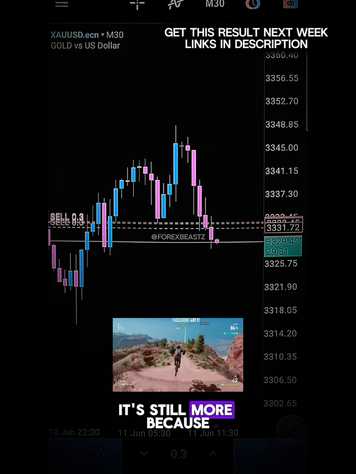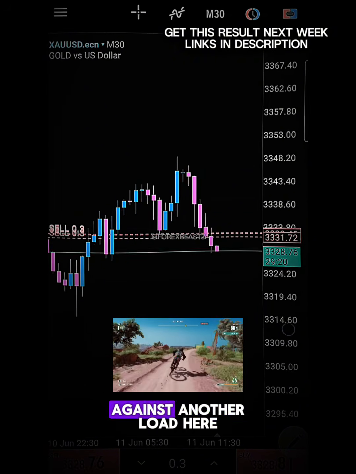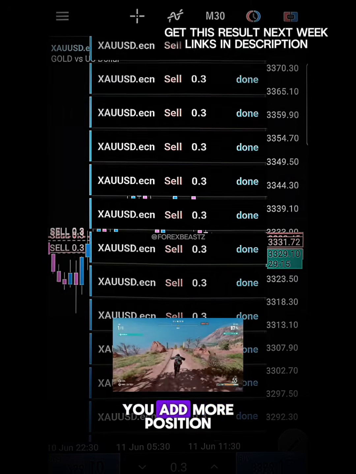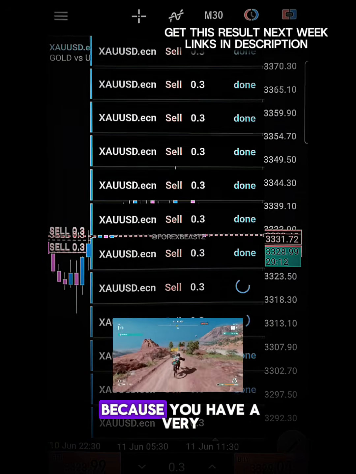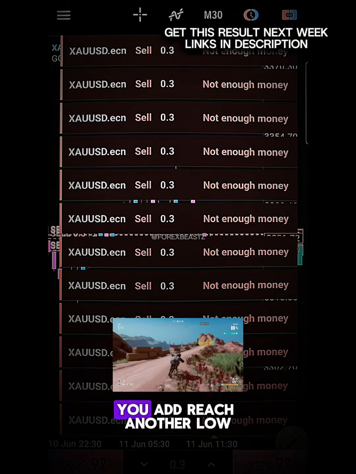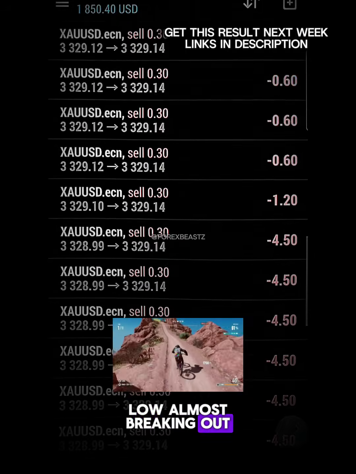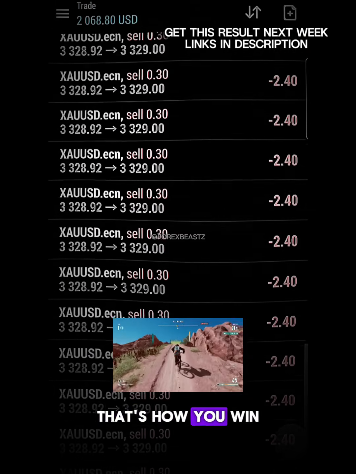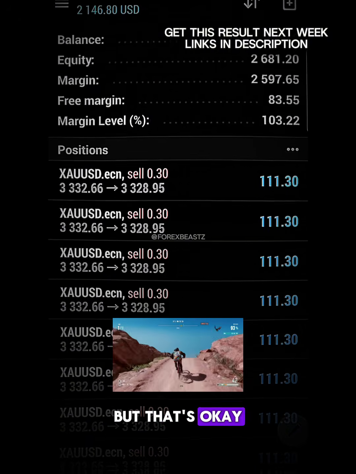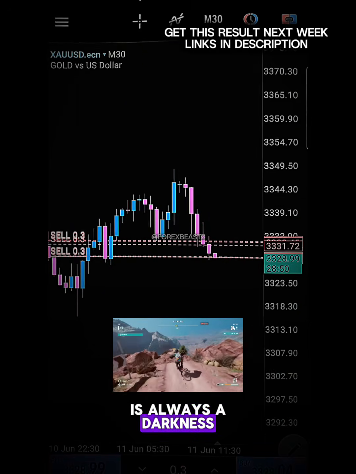But that's not all, there's still more, because if you look at this point here, price was literally going against another low there, and when it's going against a low and it's about to break out, what do you do? You add more position. You add more position because you have a very, very strong confirmation. So if you reach a low that is almost breaking out, you add. Reach another low, almost breaking out, you add. Reach another low, almost breaking out, you add. That's how you win. And basically for some time you'll be in loss, but that's okay. Before the light, there is always a darkness.